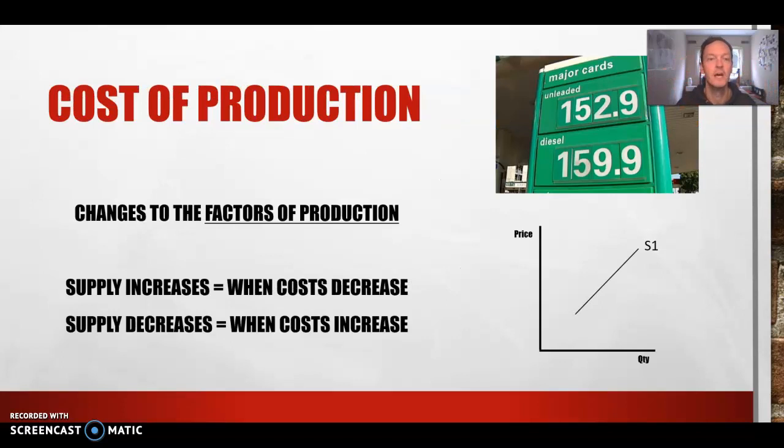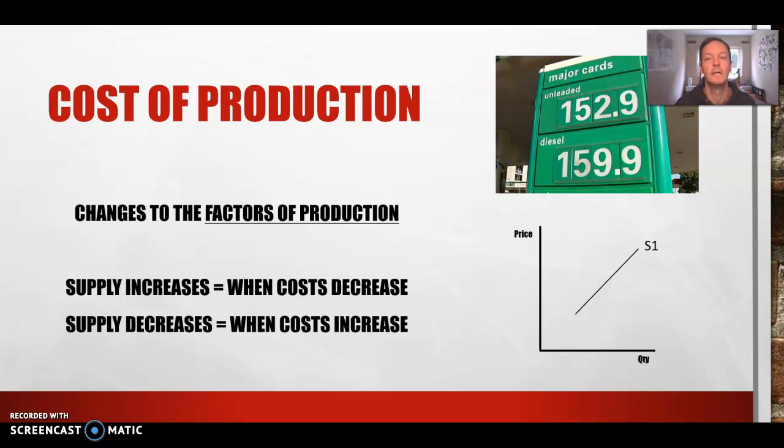So let's get into it. All right, let's start with cost of production. We're going to follow the same model as we did with the other ones, except I'm not going to do the first one for you. You're going to pause the video in a little bit and say whether this is going to be an increase or decrease in supply. So cost of production is all about the changes to the factors of production or resources. So supply will increase when costs decrease, and supply will decrease when costs increase.